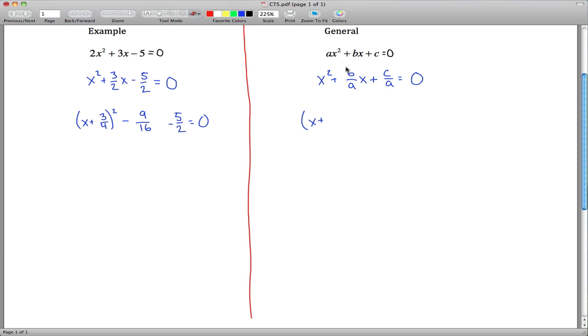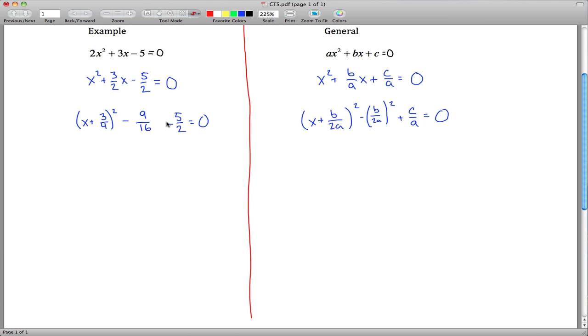Alright, we can do something similar over here. X plus, we want half of this middle term here. So half of b over a is b over 2a squared. And we'll still have this c over a equals 0 out here. But again, what I have written on this line and this line aren't the same. If you expand this out, you'll end up with an extra b over 2a all squared. So what we got to do is subtract that b over 2a squared.